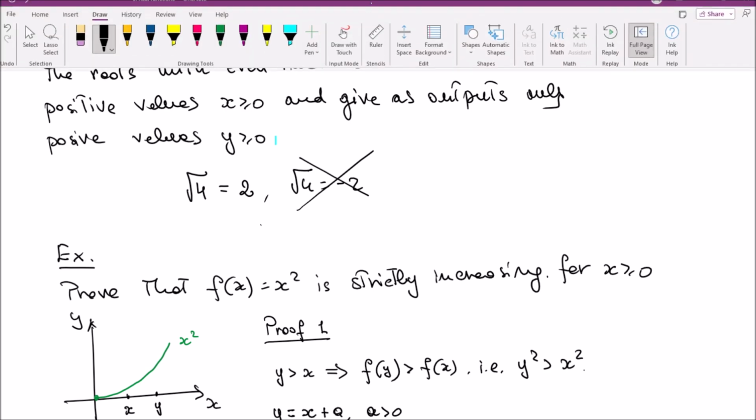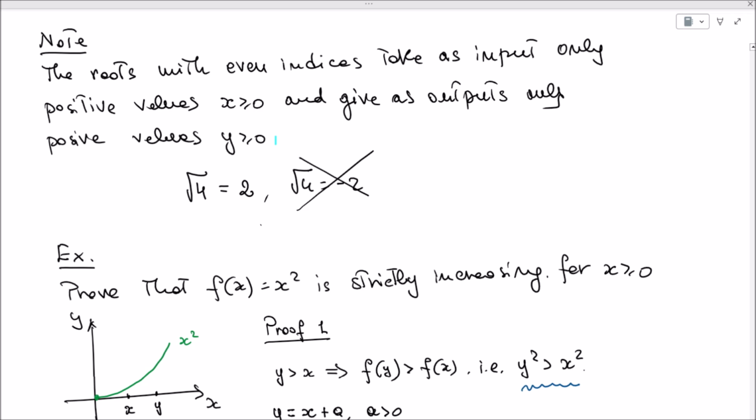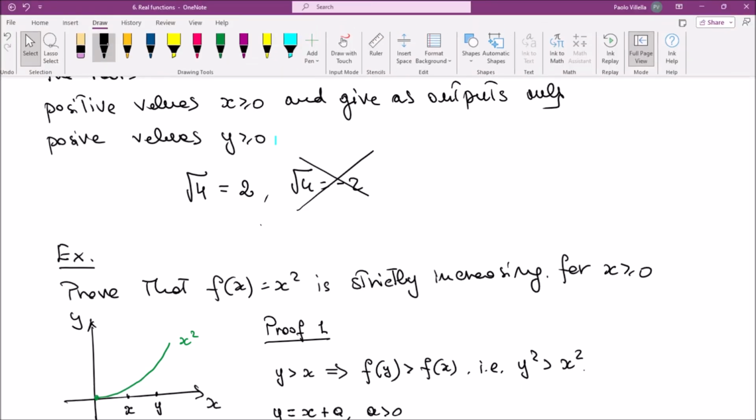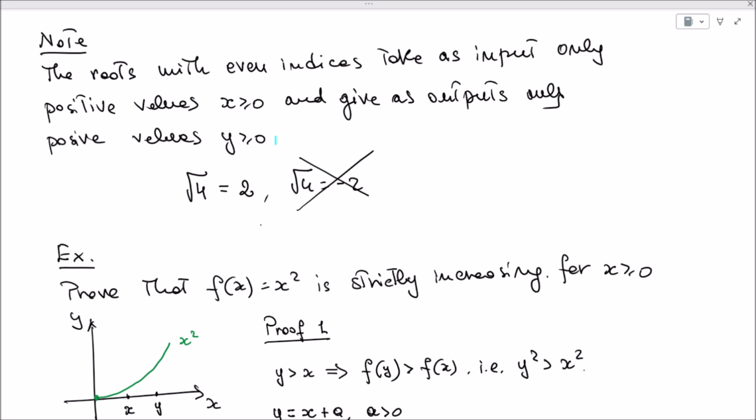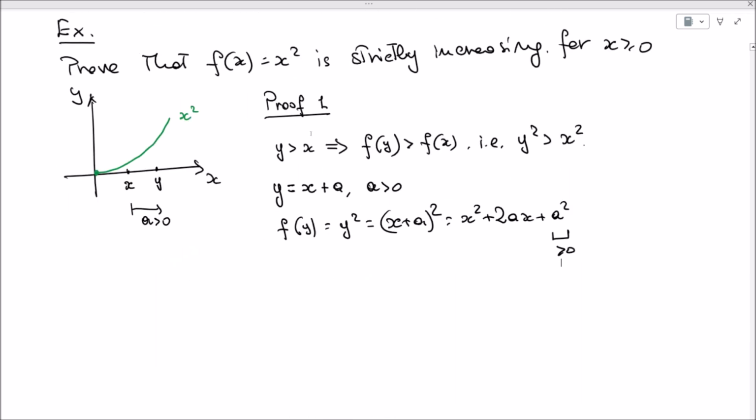Now, if we replace this in this expression, or basically if we calculate f of y, which is y squared, that means (x plus a) squared, which we know is x squared plus 2ax plus a squared. Now it turns out that this is larger than 0 because a is larger than 0, and this can be larger than or equal to 0 because we also considered the possibility that x might be 0, but in any case this will be larger than x squared. So this proves the fact that f of x is a strictly increasing function.